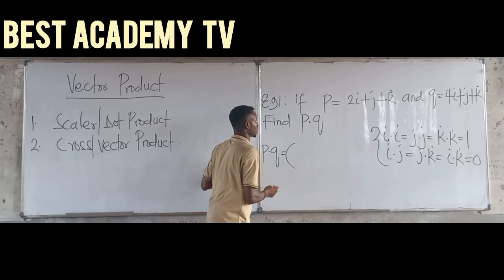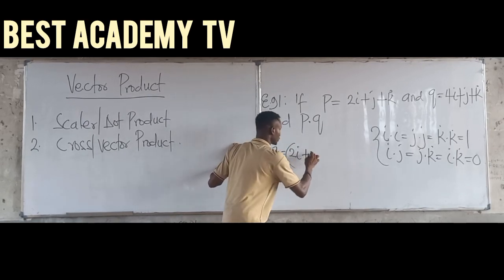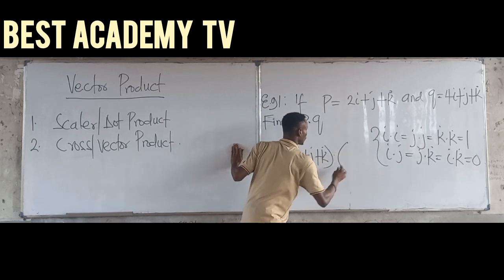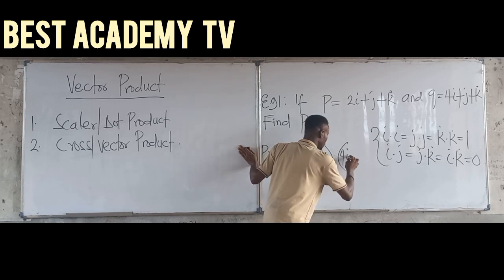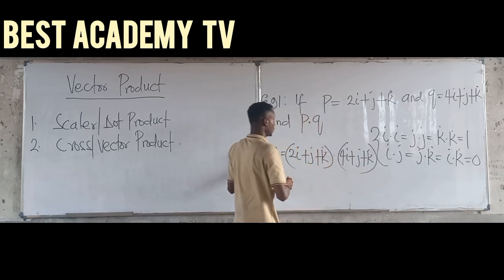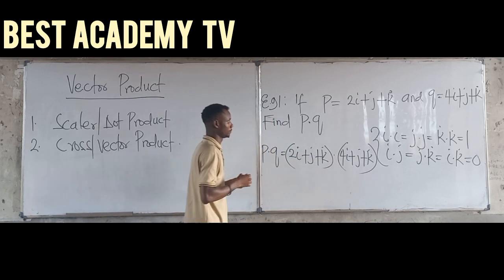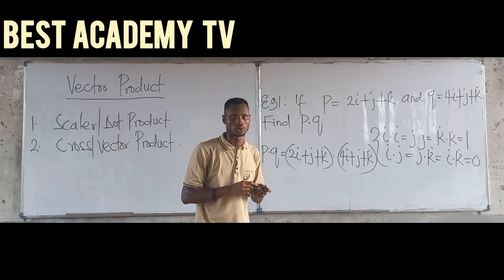This will be equal to: what is my P here? 2i plus j plus k dot, what is my Q here, please? 4i plus j plus k. Please take note. Whenever we want to simplify any dot product, we always simplify according to the corresponding vector. Please take note.